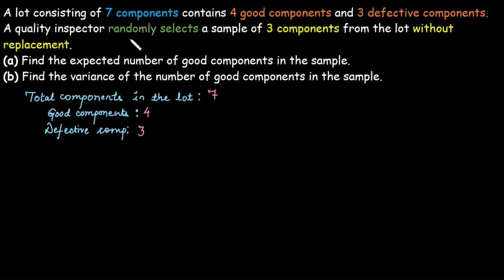Means we have selected 3 components out of 7 randomly but without replacement. Without replacement means if we have selected a component first, let's suppose it is a good component, then from the remaining 6 components we will select the rest 2. We will not add the first component back to the lot. This is the meaning of without replacement. Here we need to calculate the expected number of good components in a sample space.